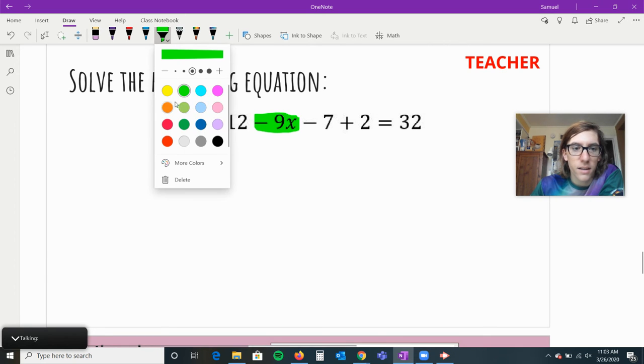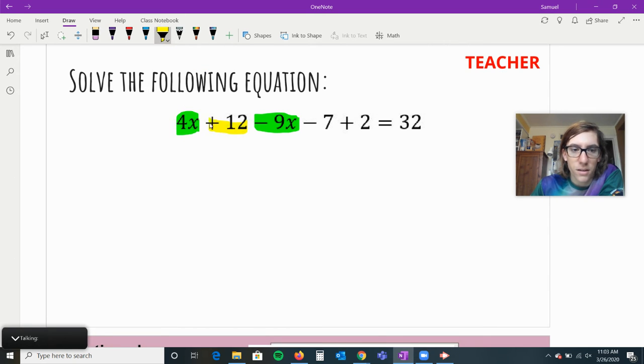I've got a number term here. Number term here. Number term here. And number term here. Again, I'm saying number term, numeric term, constant. These are all the same thing. Okay, so the yellows are all like terms, and the greens are like terms as well to each other, right? So let's go ahead and try and combine some of these first.